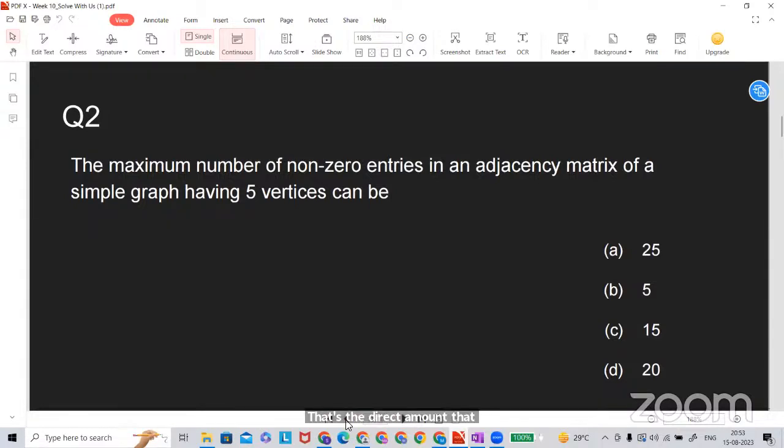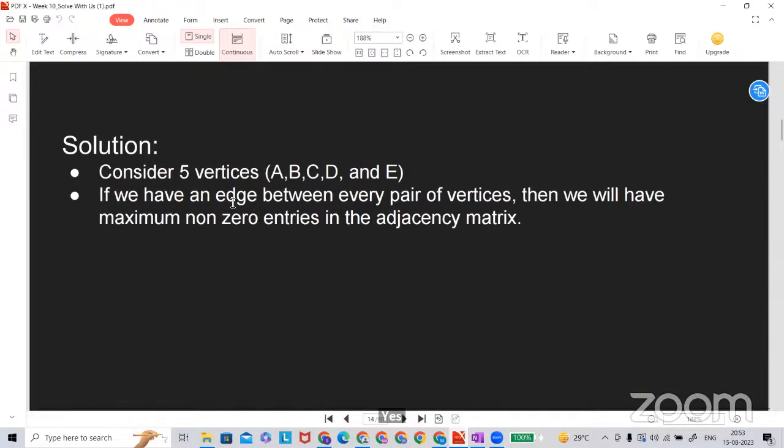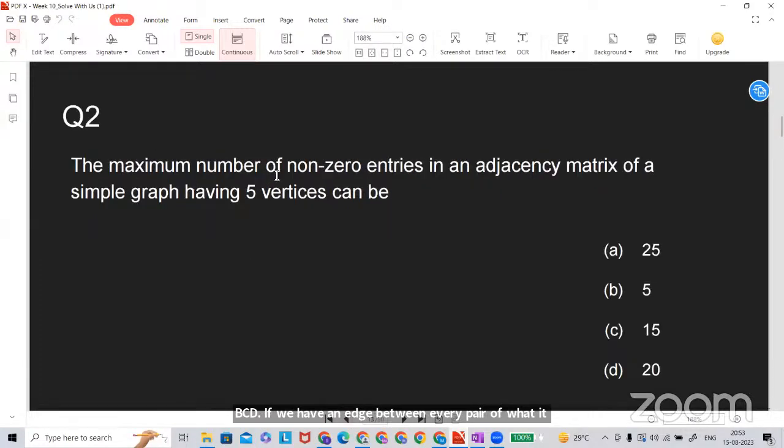For an undirected graph. Whenever you have a problem, always think of the undirected graph if it is not specified. A simple graph is always undirected. So consider 5 vertices, generally A, B, C, D, E. This problem is asking for the maximum number of non-zero entries. It could be minimum also, but we want the maximum number of non-zero entries.